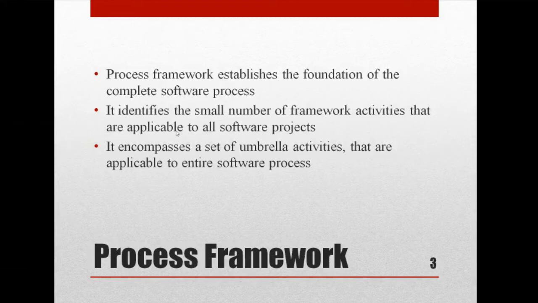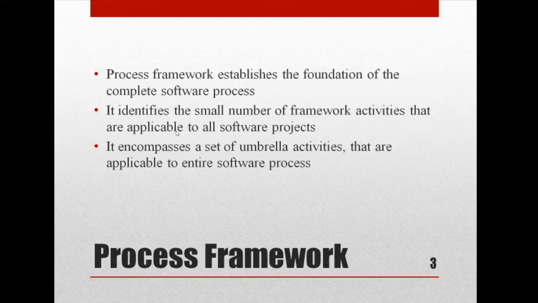You have an umbrella activity, and inside that you have a number of framework activities. Inside framework activities, there are a number of software engineering actions. Inside software engineering actions, there are a number of task sets. Each task set has a number of tasks. This is your process framework. So what is the process framework actually doing? It is establishing the foundation of the complete software process. I think you have got an overall idea about it.